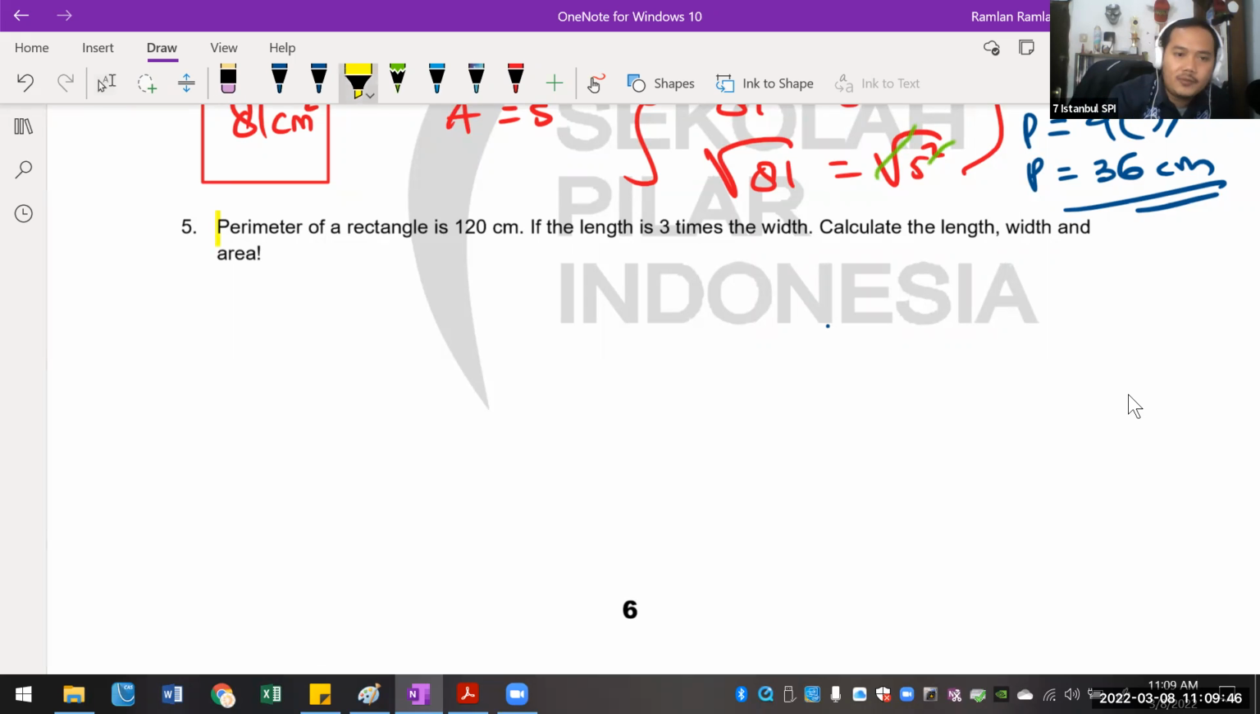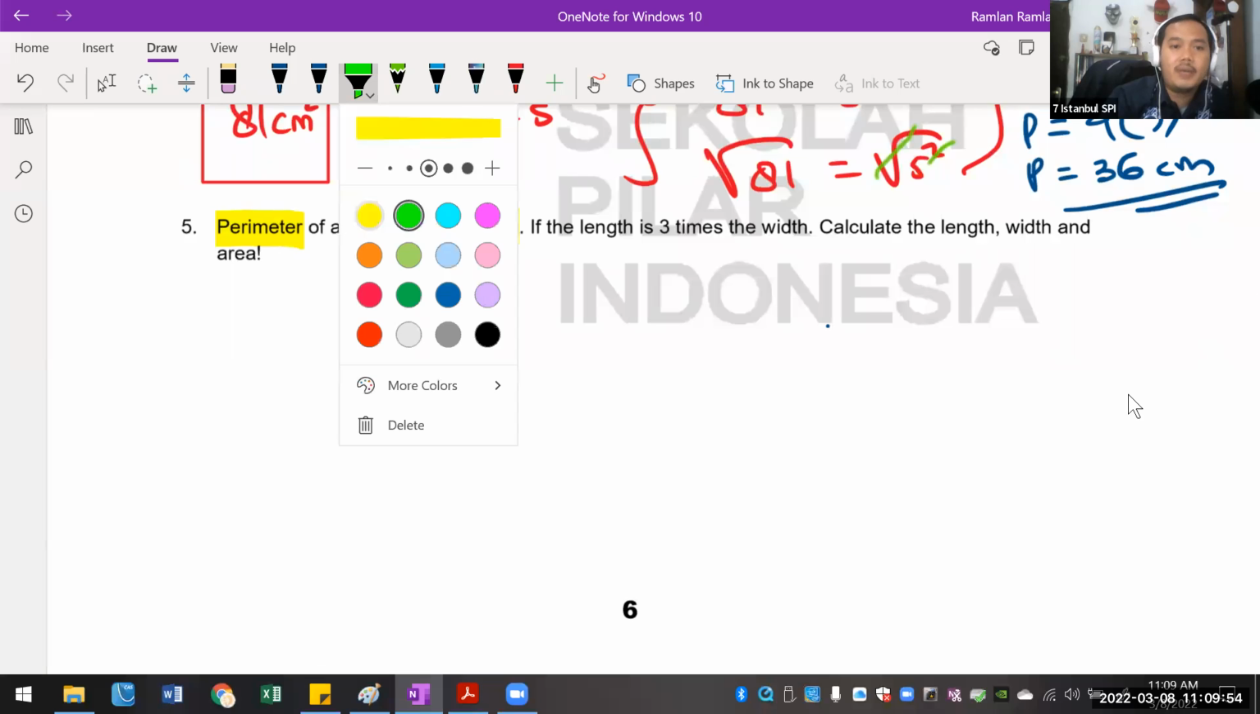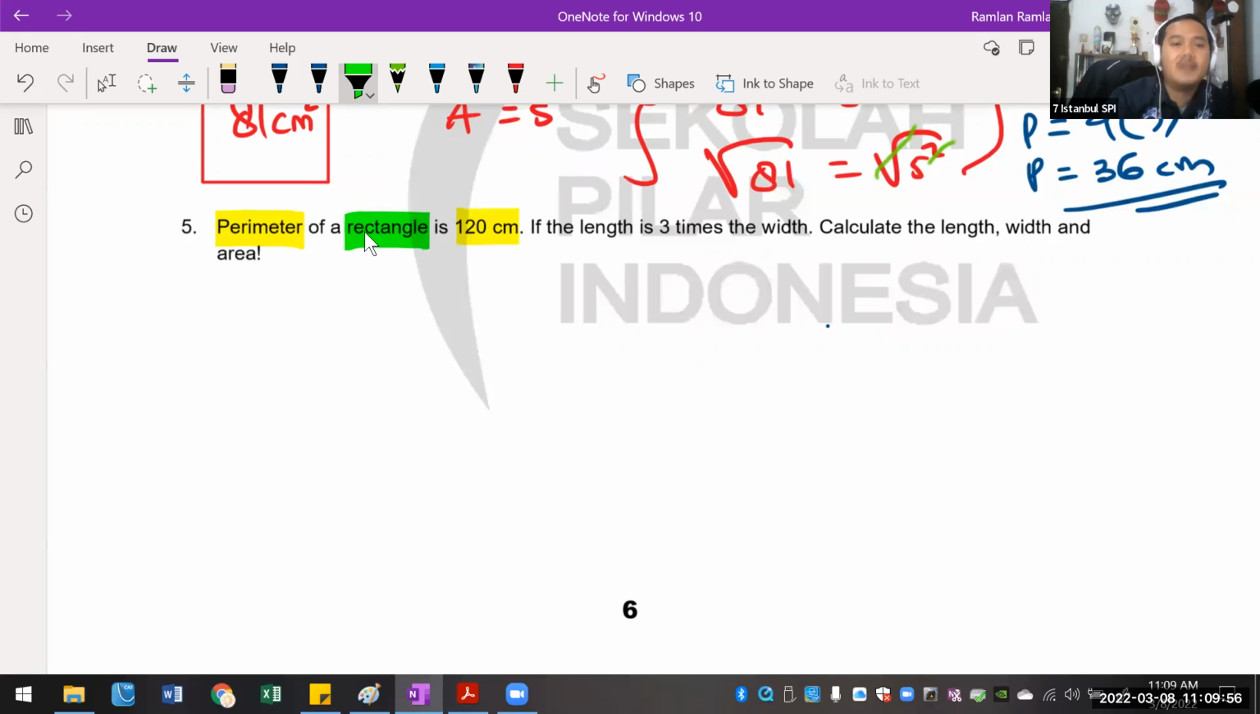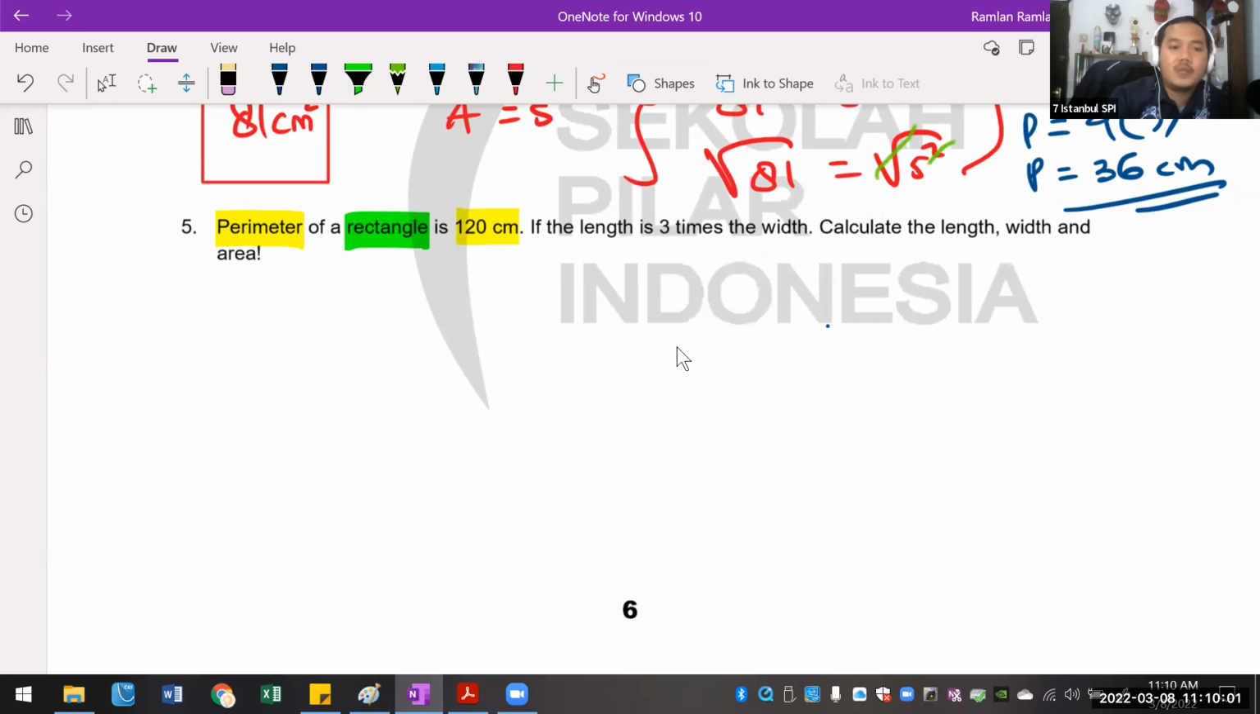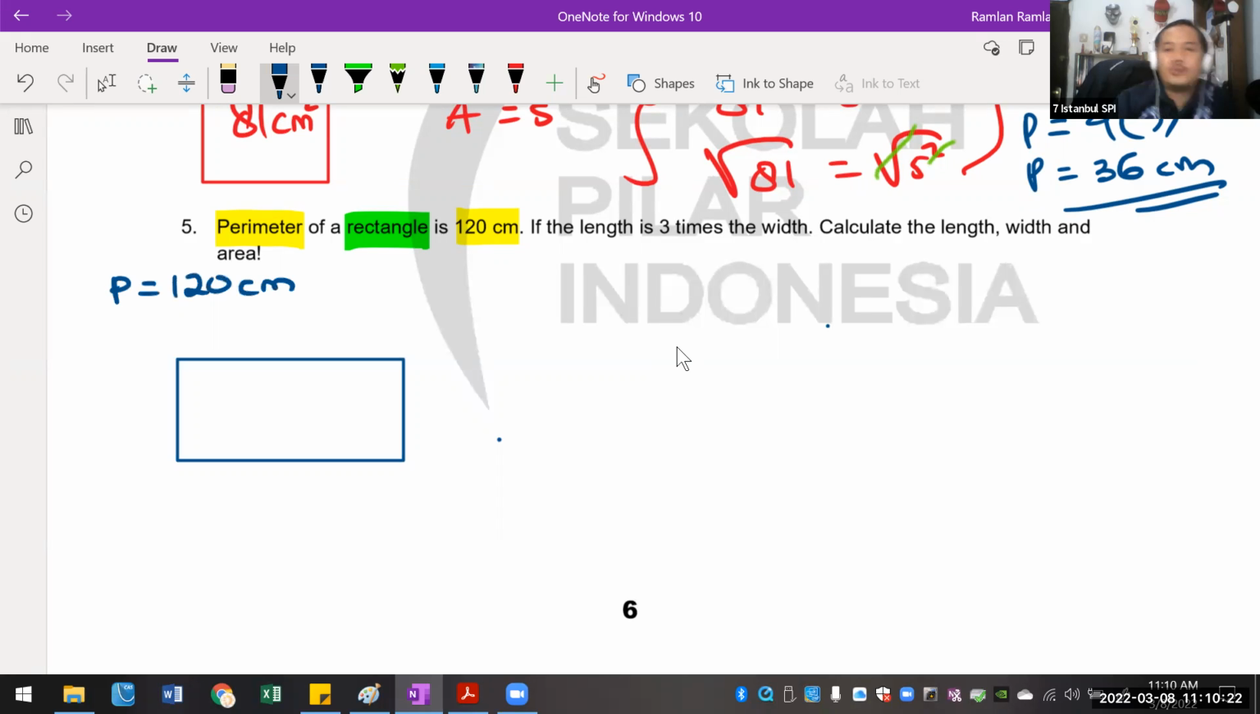Okay, so this is the first sentence. The perimeter of a rectangle is 120. So perimeter is this. What is the shape? The shape is a rectangle, right? So let's draw a rectangle first. So that is the third step, to illustrate. So let's draw. Oh my goodness. Here we go. So this is a rectangle. So the rectangle here, the perimeter is 120. So I'm going to write down P equals 120 centimeters.